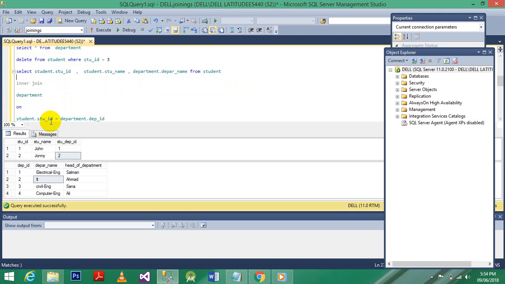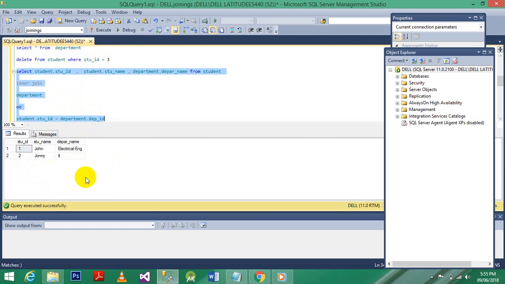Inner join says retrieve similar data from both tables. What does it mean? Look here, in both the tables we have similar data of student department ID 1 and 2. We don't have ID 3 and ID 4 in the student table. So inner join just retrieves these two rows because they are similar. So just select this query and execute it.